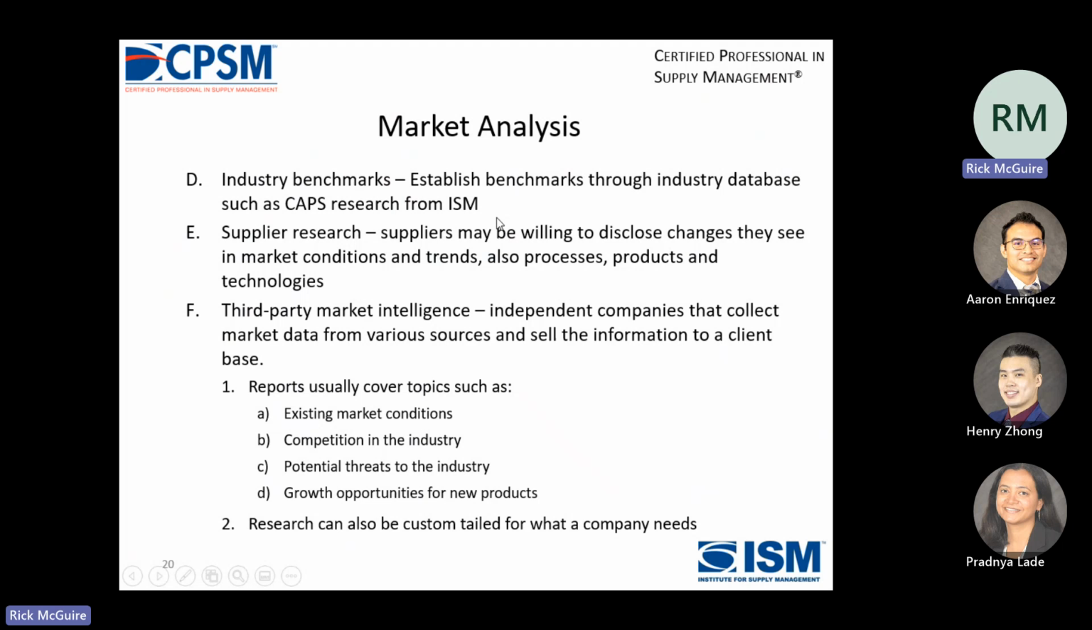So there's also industry benchmarks, CAPS, which is the Center for Advanced Purchasing Studies, which is a branch of ISM. It has a number of industry benchmarks that you can look at. Of course, it'll cost you to buy them.